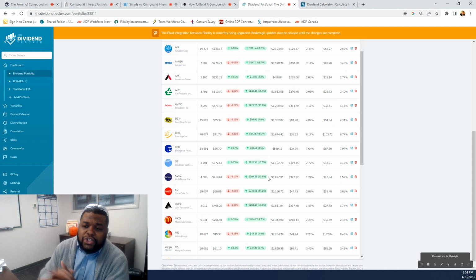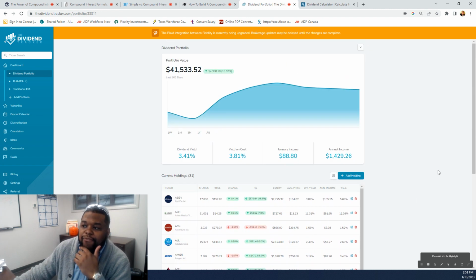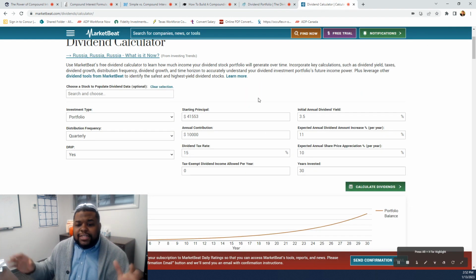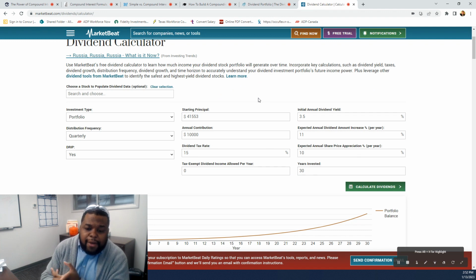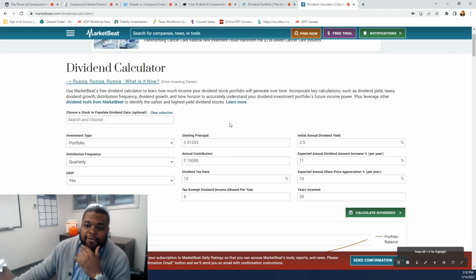And in my last example, I want to show you how my $41,533 portfolio, by me investing on a monthly basis, is going to grow and, on average, produce and make me roughly over $50,000 in annual dividend income. So let's go over this example. So overall, let's tie it in. We talked about what compound interest is and how it affects you. We talked about how to create a dividend portfolio with compound interest, and now we're going to show you an example of a dividend calculator.